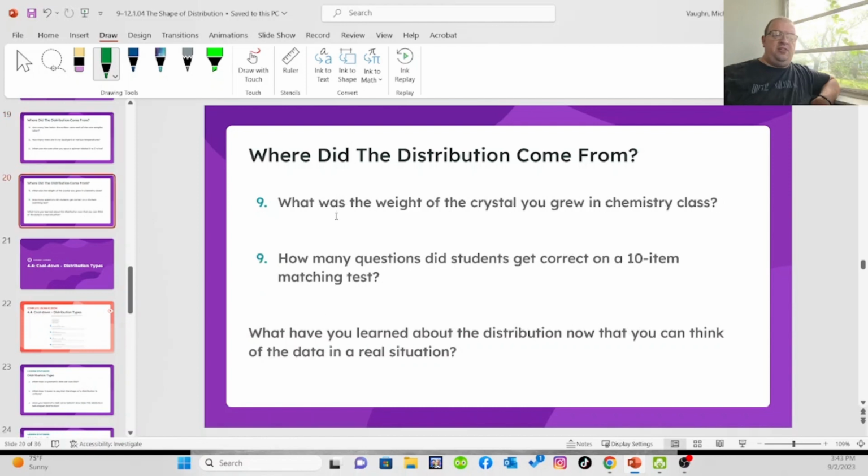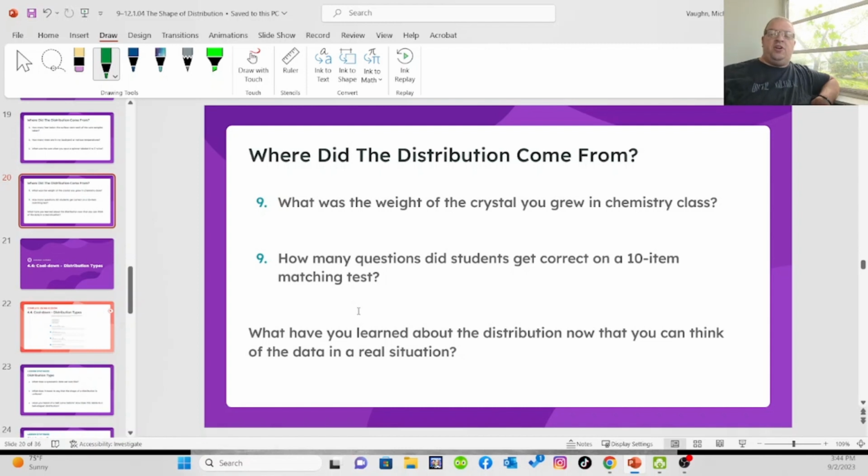Question number 9. What was the weight of the crystal you grew in chemistry class? Which matching pair do you think represents question 9? And finally, question number 10. How many questions did students get correct on a 10-item matching test? Which matching pair do you think represents this question?